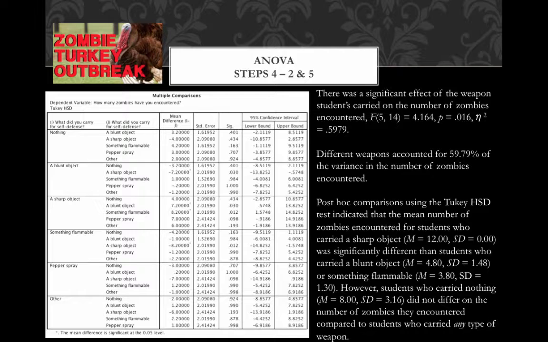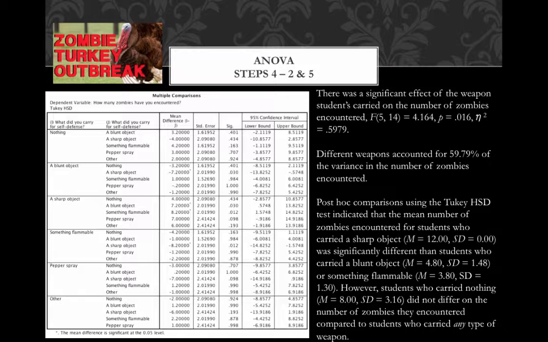So step 5, our conclusion. You can see there's a lot to write about. And really, it just depends upon how many groups really significantly differ from each other. So this is how we would state a conclusion for an ANOVA test. There was a significant effect of the weapon students carried on the number of zombies they encountered. F-test 4.164, and we're listing 5 and 14, which we'll see what they are when we learn about ANOVA. We're also listing our p-value, 0.016, and eta squared, 0.5979, which is an effect size, which we'll learn about.